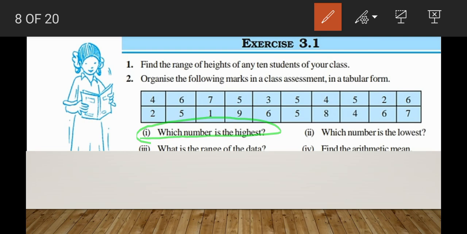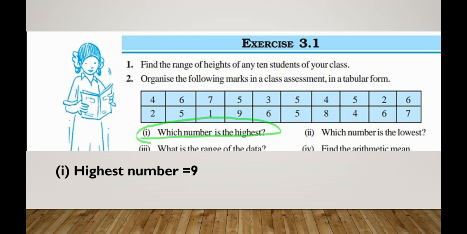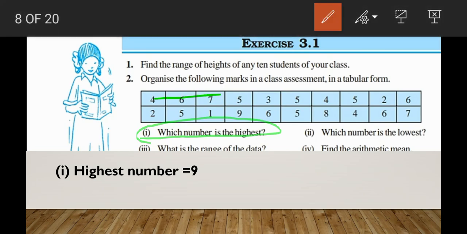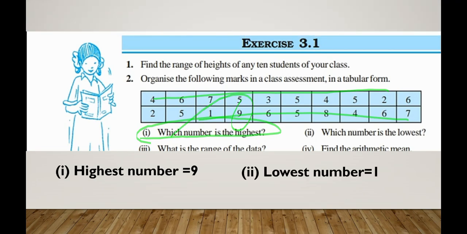So which number is the highest here? Highest number is 9. Just go through all the numbers, you will understand which number is the highest here. Number is 9. Which number is the lowest here? 1. So lowest number is 1. What is the range of the data? Is the third question. What is the range of data?